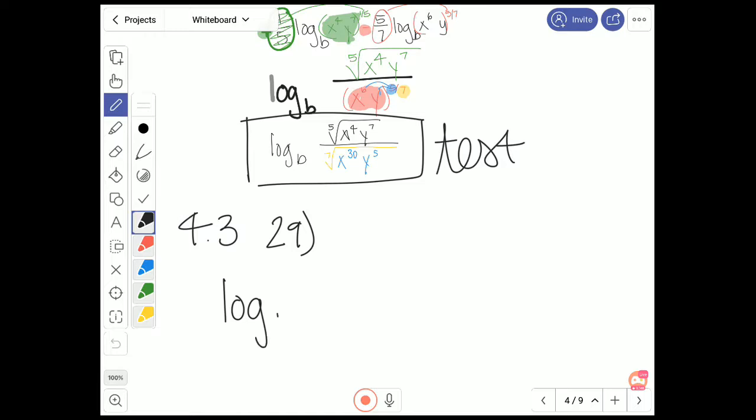So I'm going to go back. I have the problem log base b. I'm going to rewrite all of this. It's the 5th root of x to the 4th, y to the 7th, over the 7th root of x to the 30th, and y to the 5th.